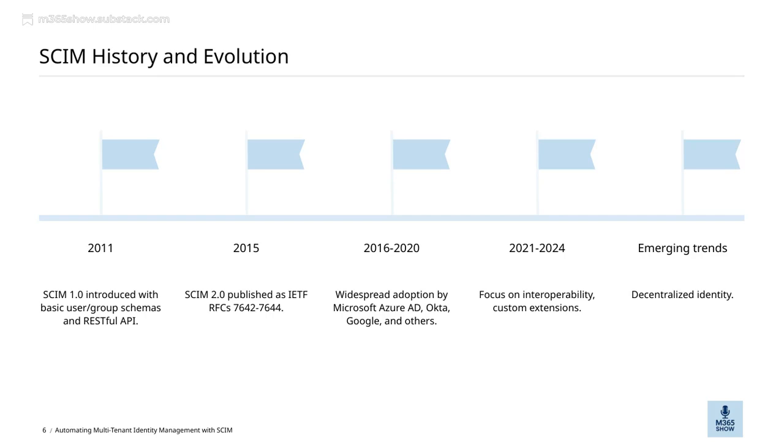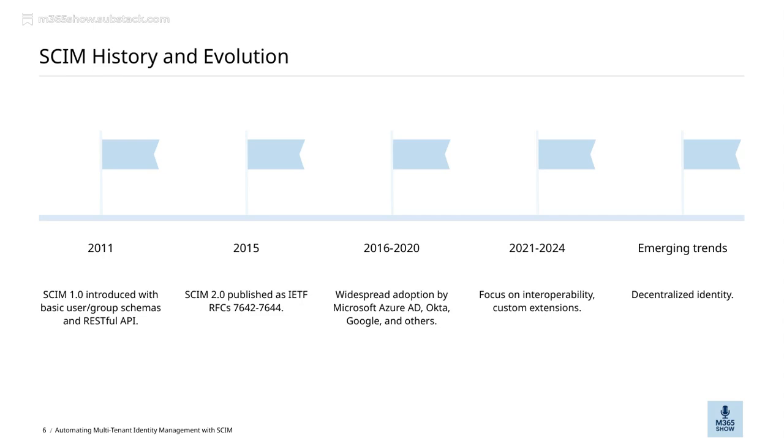Let's take a closer look at the history and evolution of SCIM. Starting back in 2011, SCIM was introduced with basic user and group schemas, along with a RESTful API, which laid the groundwork for automated identity management. Then, between 2016 and 2020, we saw the publication of SCIM2 as IETF RFCs 7642 to 7644, marking a significant step forward in standardization and interoperability.